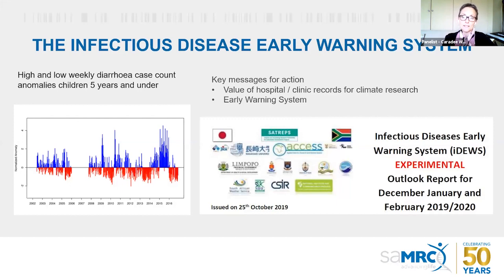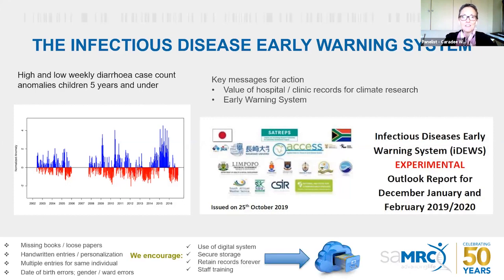Primarily the early warning system, which has now become part of a bureau, which is putting out quarterly bulletins on what the predictions or projections will be for the upcoming seasons. But what was more important is the little bits at the bottom that appear there. The value of hospital and clinic records for climate research. Some of the things that we encountered: missing books, loose papers, handwriting you can't recognize, and that we really encourage hospitals to go digital to secure their storage and retain records forever.